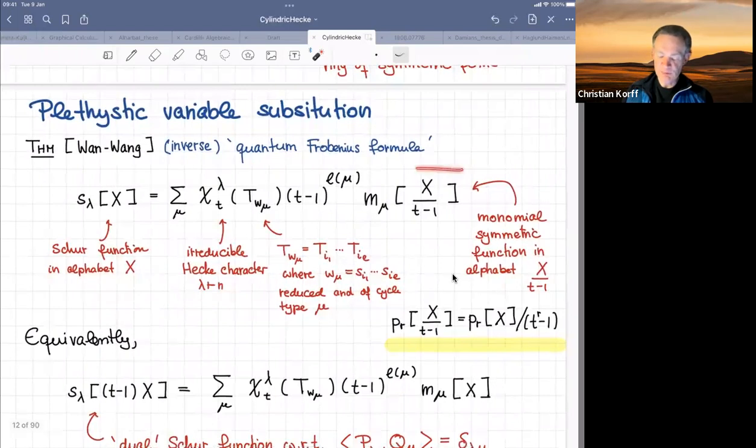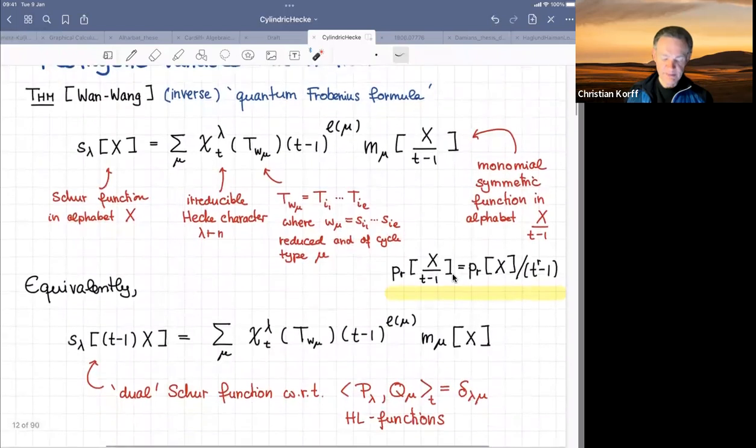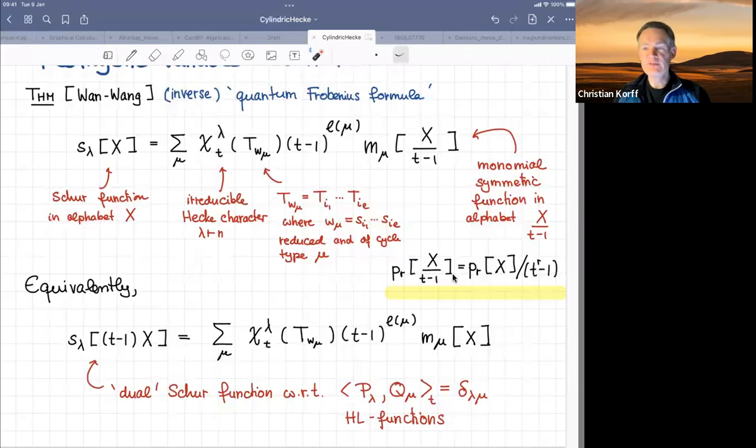And if you expand your Schur function in terms of these substituted monomial symmetric functions, then what you find is that the coefficients are now given by the irreducible Hecke characters. And in order to make contact with the six-vertex model, I need to undo this plethystic variable substitution. So what I want to do is this t dependence, which I have smuggled in here in the variables of the monomial symmetric function, I just smuggle into the variables of the Schur function. So what I do is, right, I just do the inverse of this variable substitution.